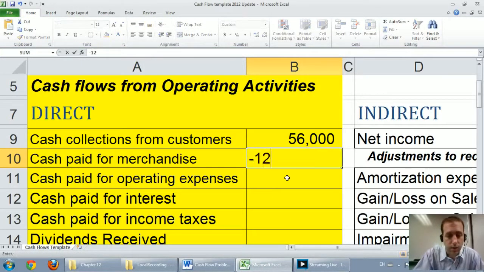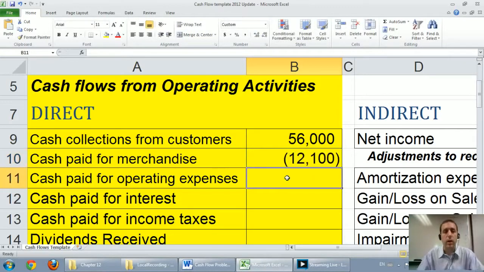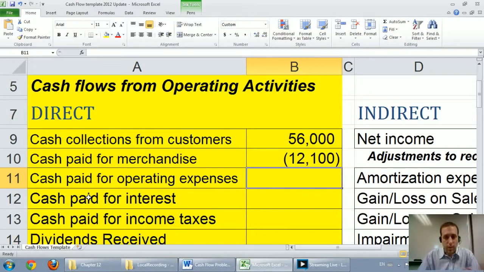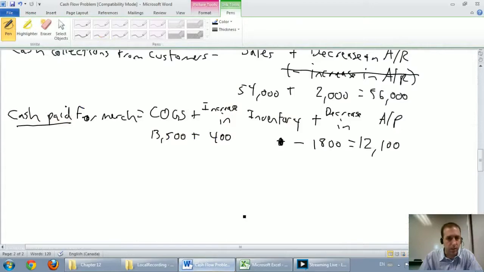Now, I fill this into my chart as a negative number. And the reason I do that is whenever I read cash paid, right there, I see that as a cash outflow. Cash inflows will be positive numbers on this financial statement. Cash outflows will be shown in brackets as a negative number. Okay, the next one down, cash paid for operating expenses.